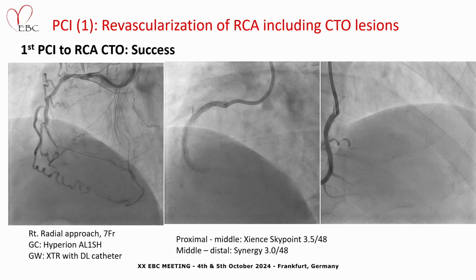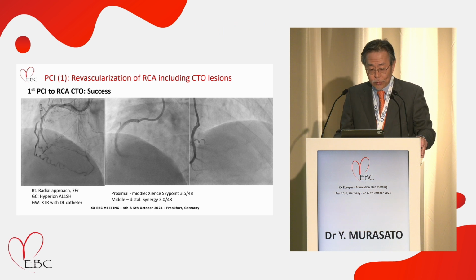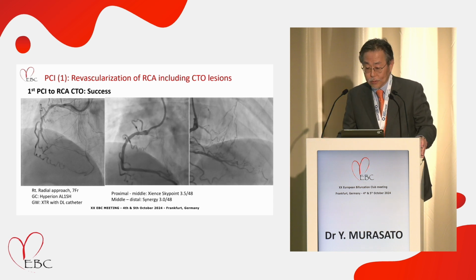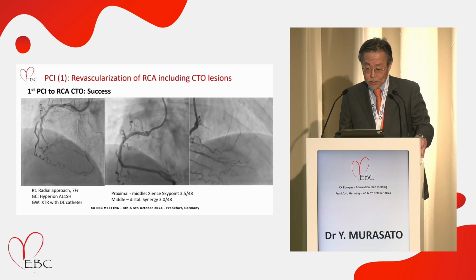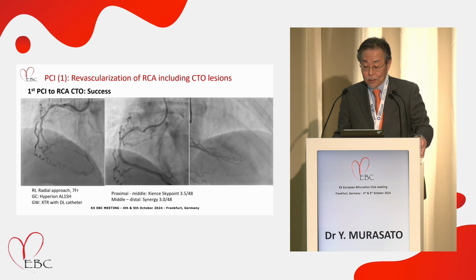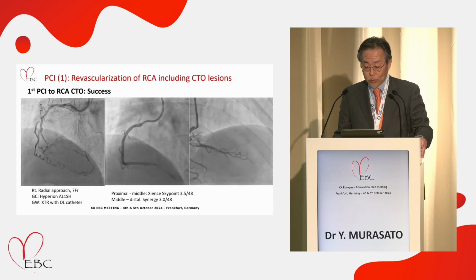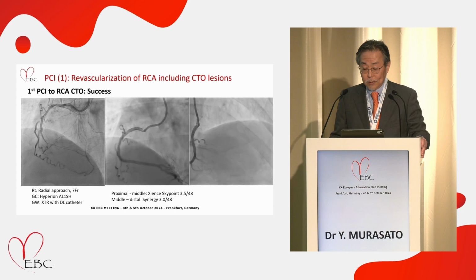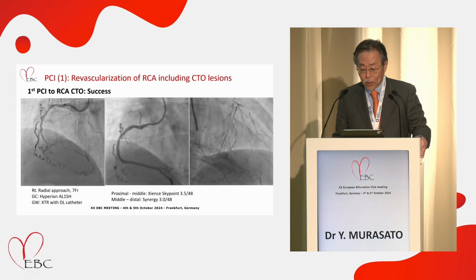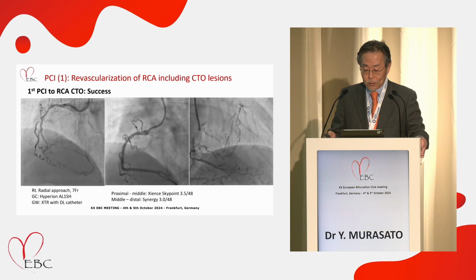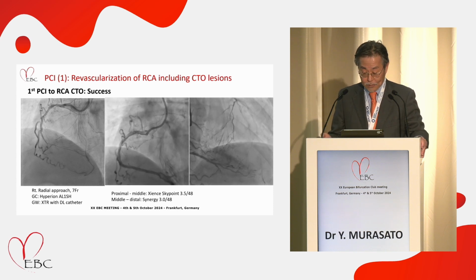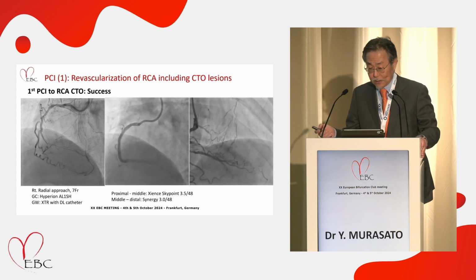The coronary angiography revealed the microchannel in the CTO region. Fortunately, the tapered wire XTR crossed the region, and we treated the RCA with a proximal 3.5 by 48 stent, and the middle to distal part with a 3.0 by 48 drug-eluting stent. Some collateral was found from the PD branch to the septal branch.